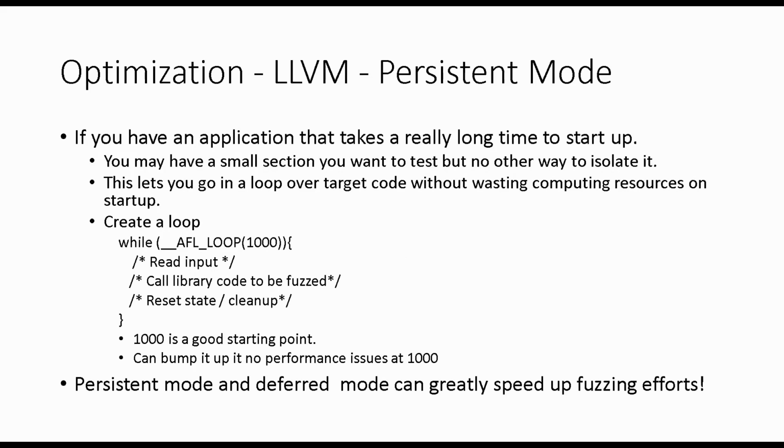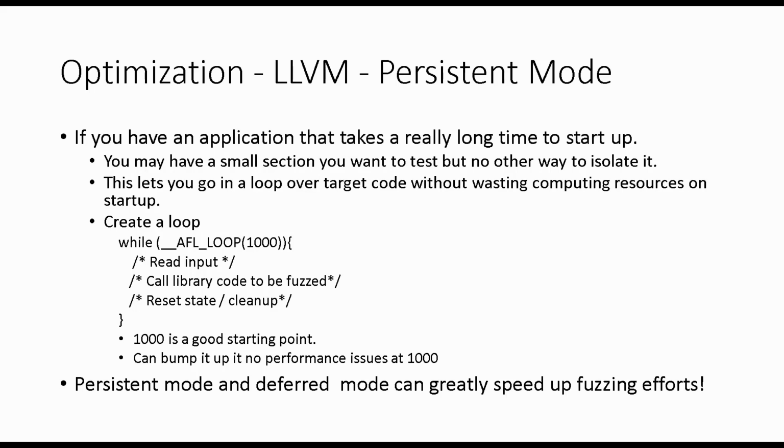Persistent mode: if you have an application that takes a really long time to start up, maybe there's a small section that you want to test, but you have no other way to isolate it. What you could do is loop over a particular code target many times without having to waste resources. So in this state, maybe we're dealing with something like parsing a JPEG. We're reading an input. It's going to call the library and do something on the fuzz JPEG.